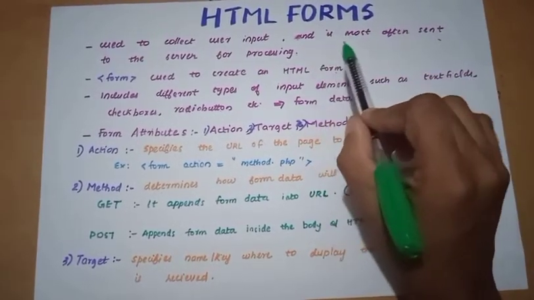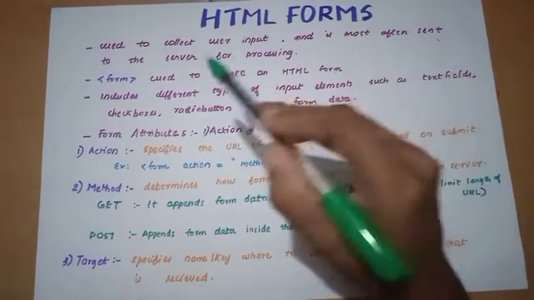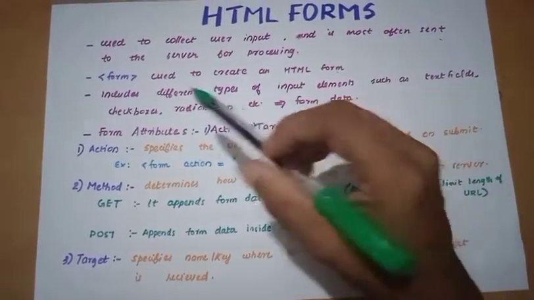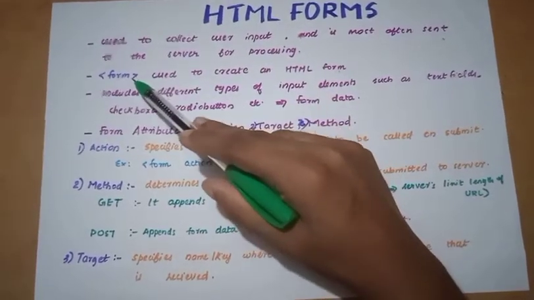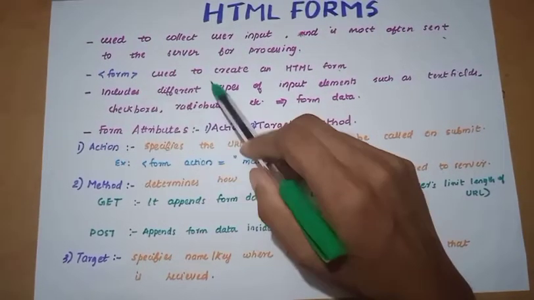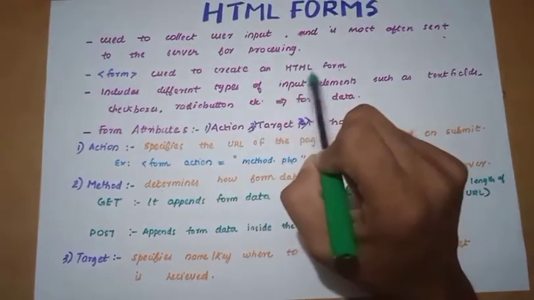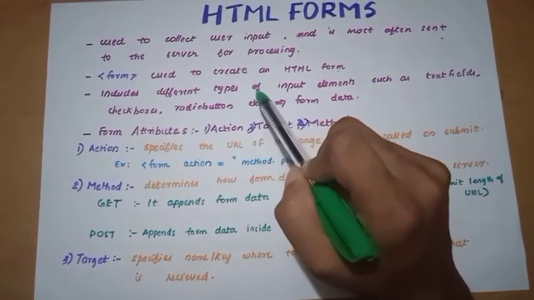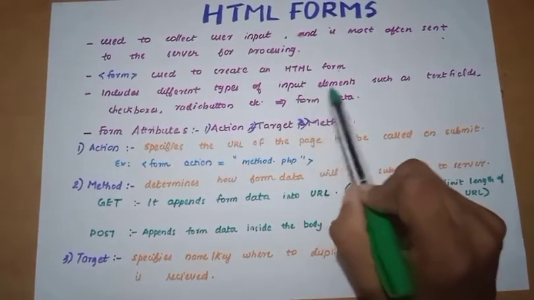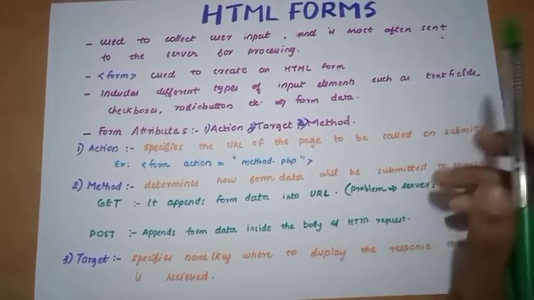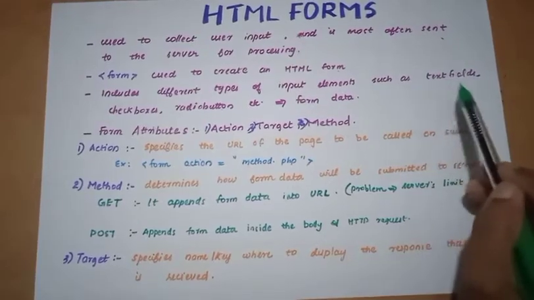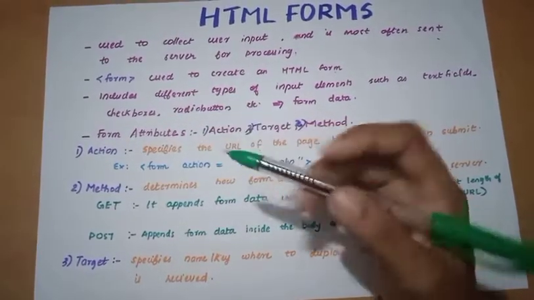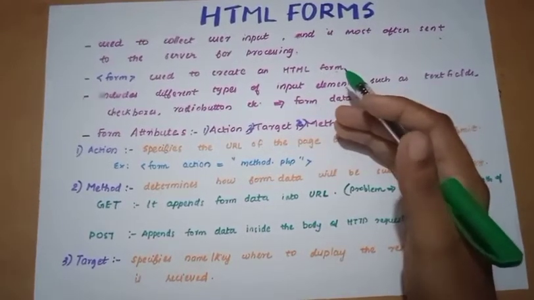So the next point is that it is most often sent to the server for processing. That also we know. So how will we define this using the form tag? We use the form tag to create the HTML form. Then what will be inside this form tag? There will be input elements such as text fields to write characters, check boxes to check something, radio buttons, and many more elements inside this.